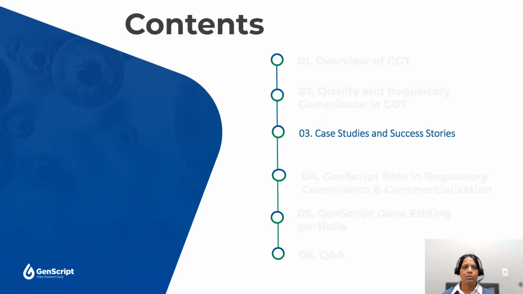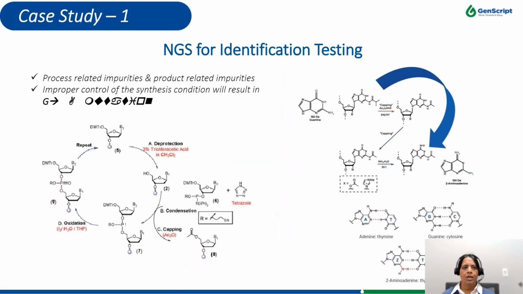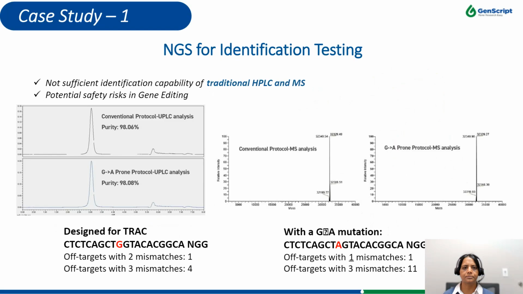Let's now look at some real case studies and how GenScript supports different customers at different stages. So during the chemical synthesis of single guide RNA, some side reactions are unavoidable. For example, one such reaction can cause G2A mutation. If G2A mutation occurs, it disrupts or interferes with the base pairing and increases the potential for off-target effect.